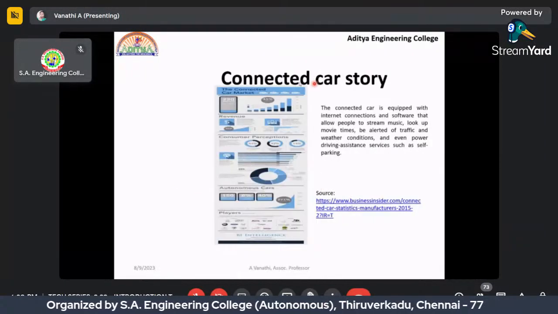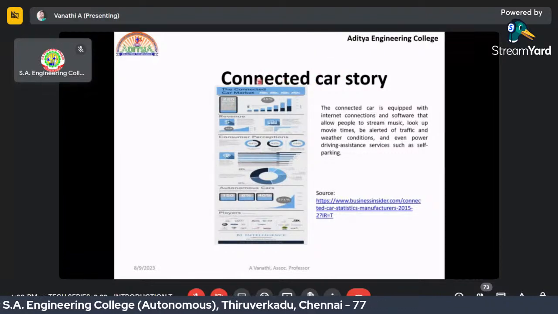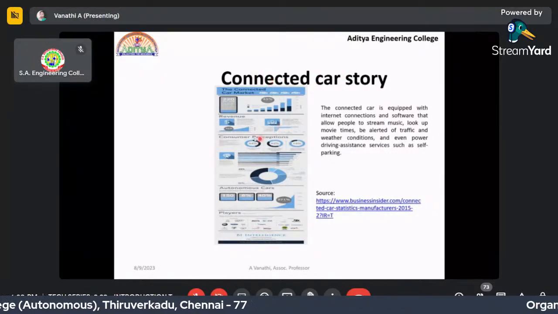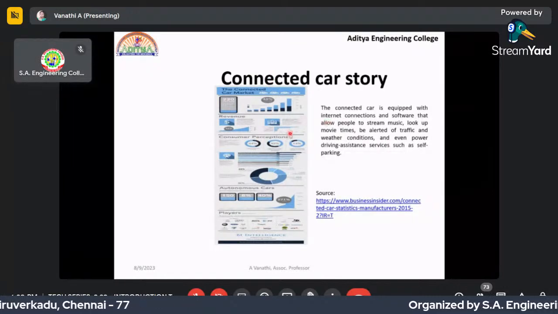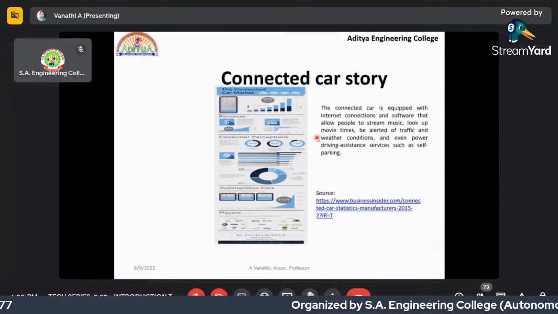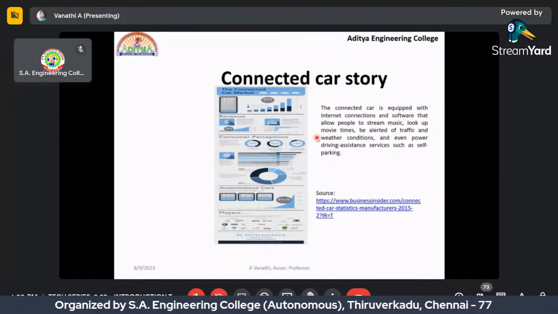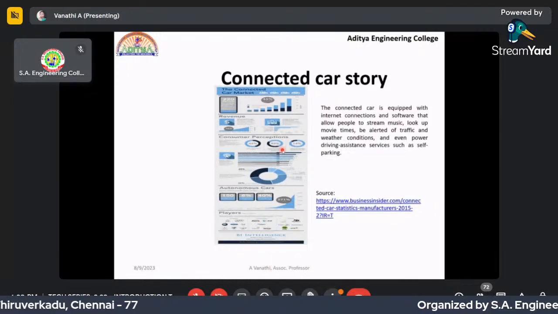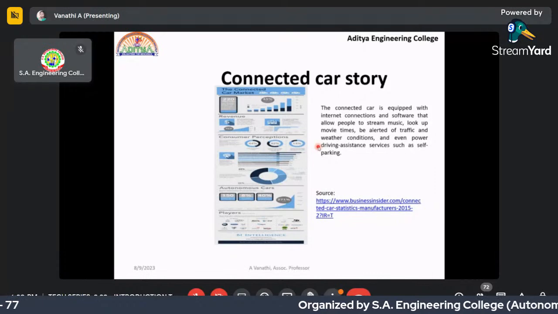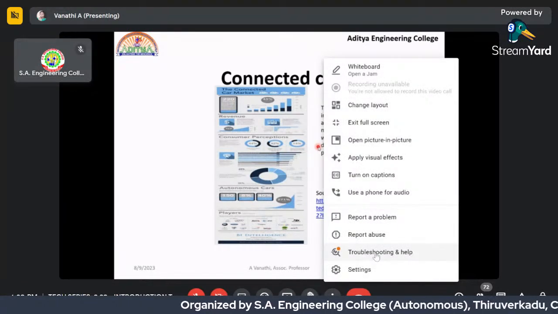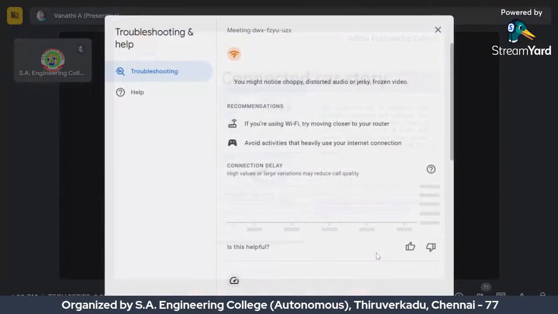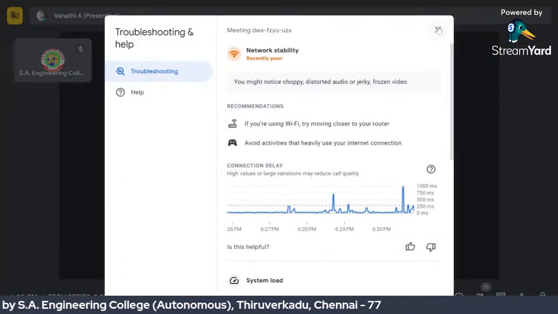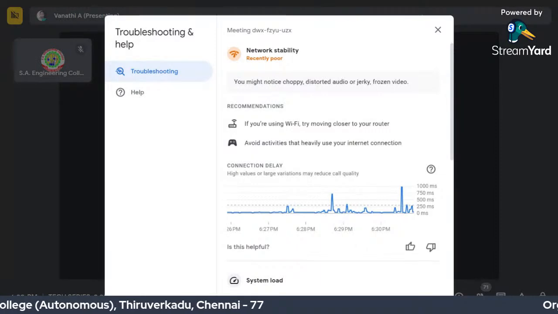And this is another one which has information about the connected car. This car will be equipped with IoT devices connected to the internet, and it has some software which lets people listen to music or watch their favorite movie. It also sends alert signals regarding the traffic, periodically sends the weather condition, and also assists with how to go and other things. And it also says how well it can help with parking.